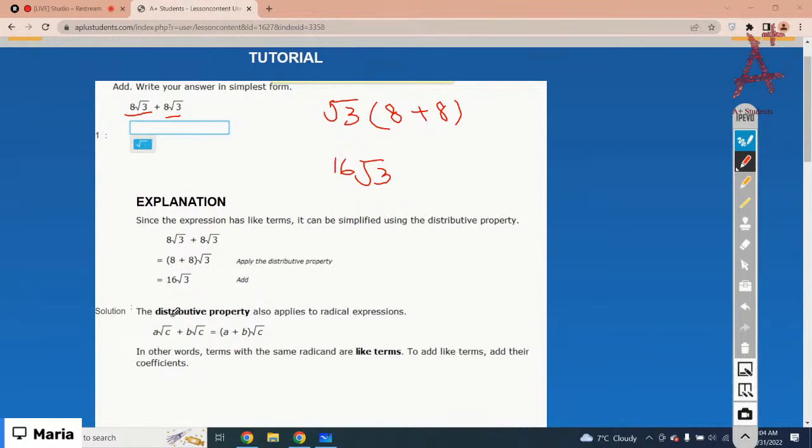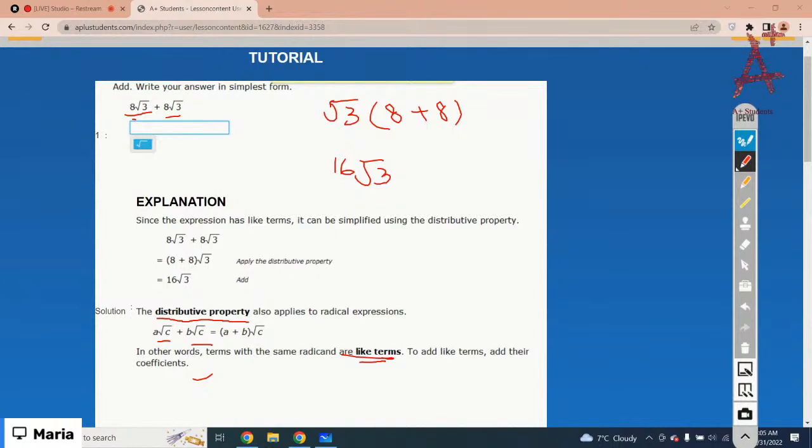So basically here we have used the distributive property. Got it? The distributive property also applies to radical expressions. If you have a square root c plus b square root c, that means the term that is in the square root is the same. You can take the term with square root common outside, and you can add the rest of the things. In other words, terms with the same radicals are like terms. That means square root c and 3 square root c are like terms. To add like terms, add their coefficients. So because they are like terms, we can add their coefficients. So 8 square root 3 and 8 square root 3 are like terms because they have the same radicals. Got it now?